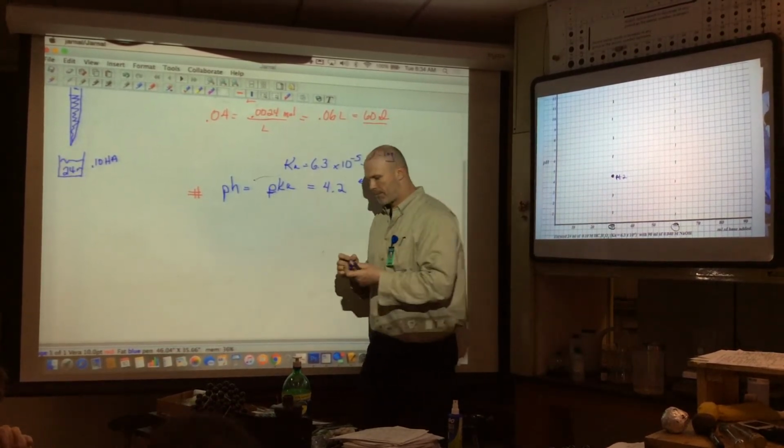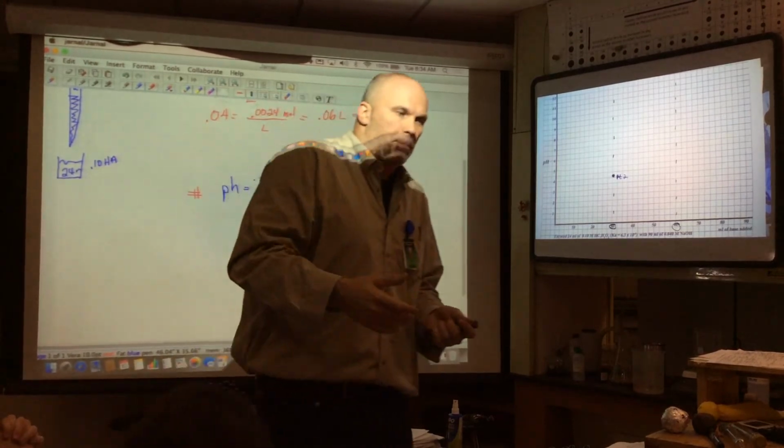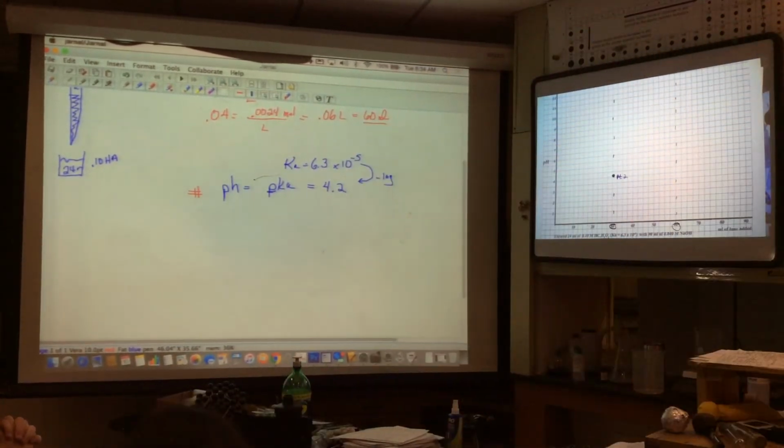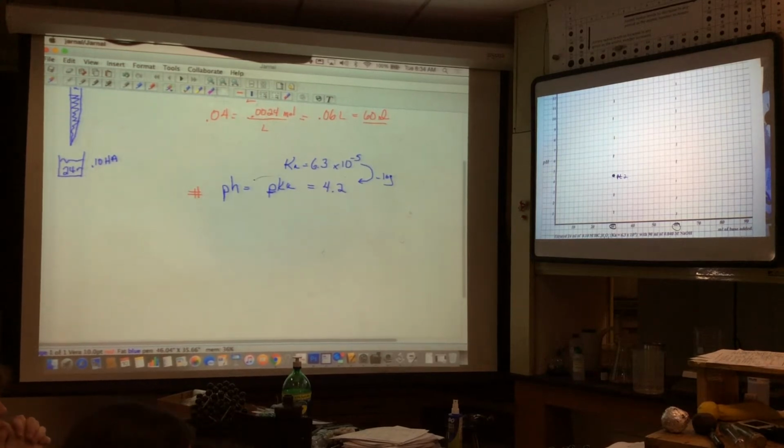Okay? I'm going to be crazy and go in order. You could jump around if you want. But I'm going to go after point 1. Okay? Because point 1, I have all the information. Point 1 is what is the initial pH?